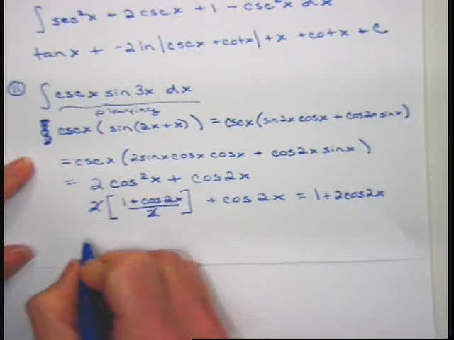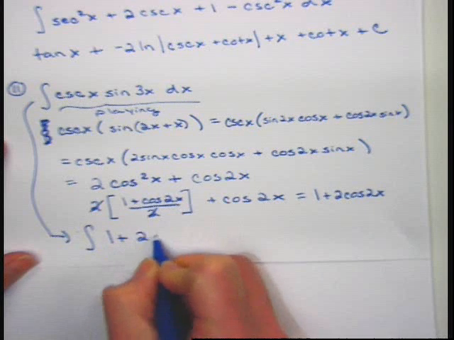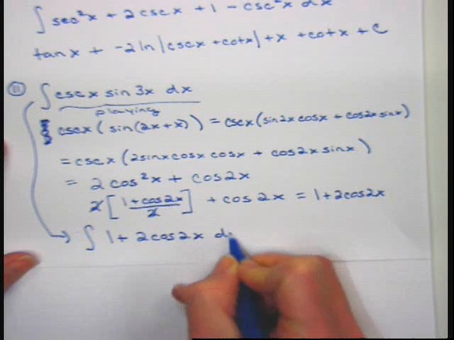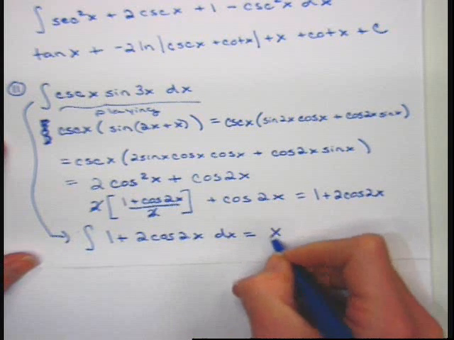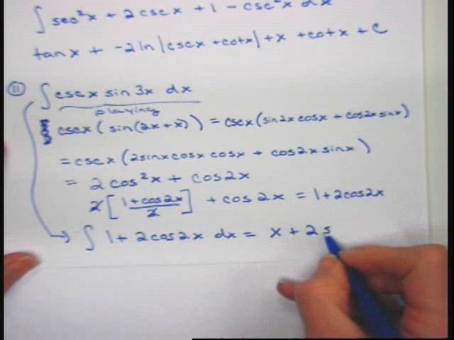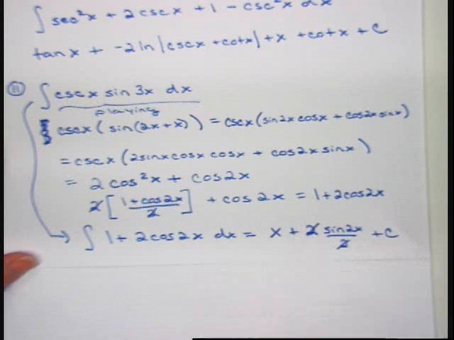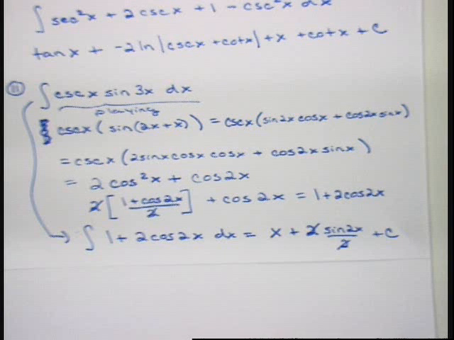So we will write this as the antiderivative, coming back here, of 1 plus 2 cosine 2x dx. The antiderivative of 1 is just x. The 2 is going to tag along. The antiderivative of cosine 2x is sine 2x over 2 plus c. So these cancel, and you just get x plus sine 2x as the final answer there, which is really remarkable. You know, that cosecant x sine 3x simplified to the antiderivative of it is x plus the sine of 2x.